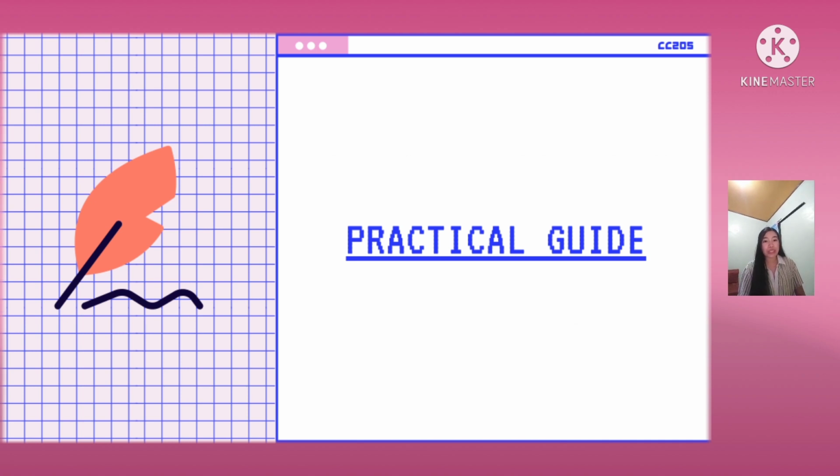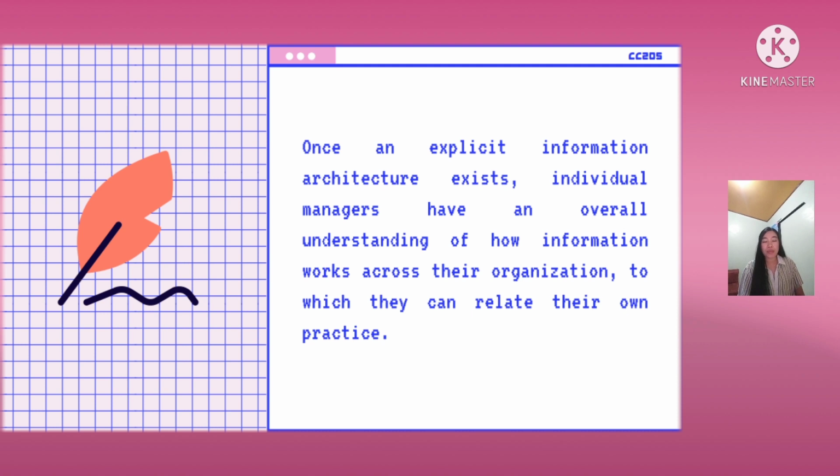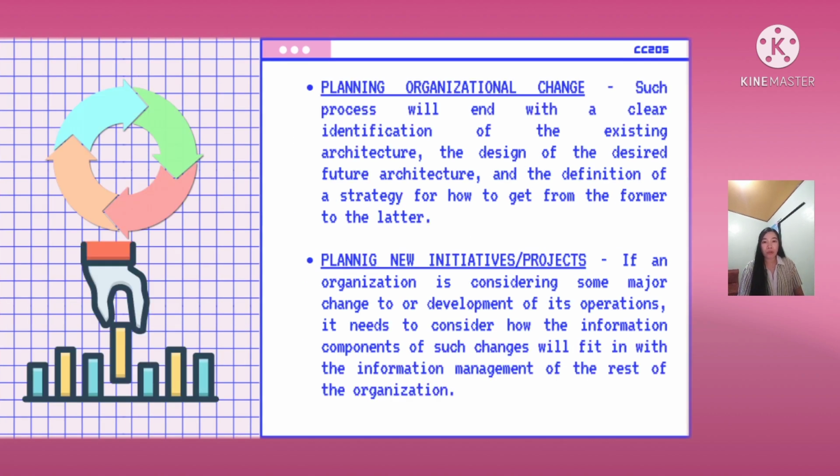Practical guide for an information architecture. Once an explicit information architecture exists, individual managers have an overall understanding of how information works across their organization, to which they can relate their own practice. So here are the following. First, planning organizational change. Such a process will end with a clear identification of the existing architecture, the design of the desired future architecture, and the definition of a strategy for how to get from the former to the latter. Planning organizational change can be a planning tool for information management, in that different architectures may be imagined and discussed as part of the process of thinking through change.